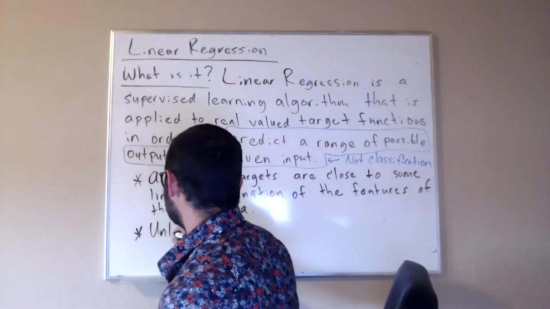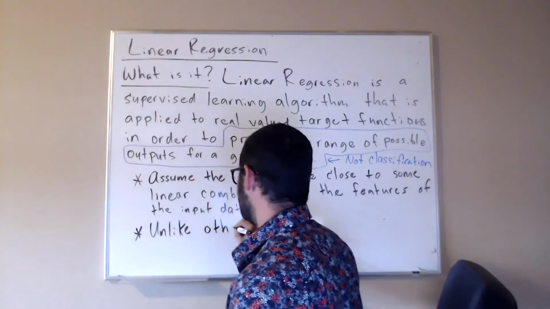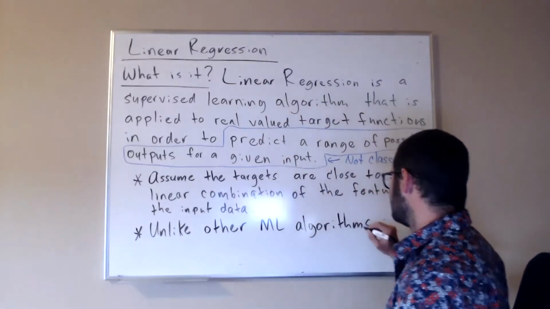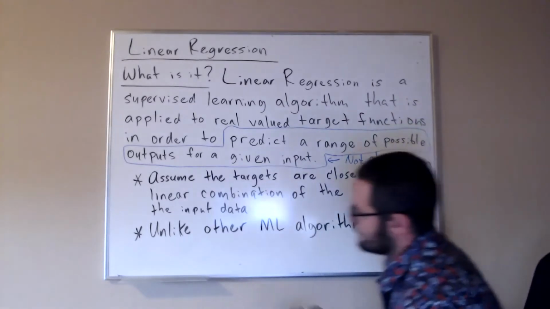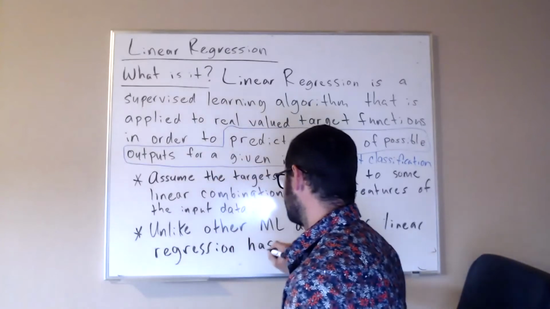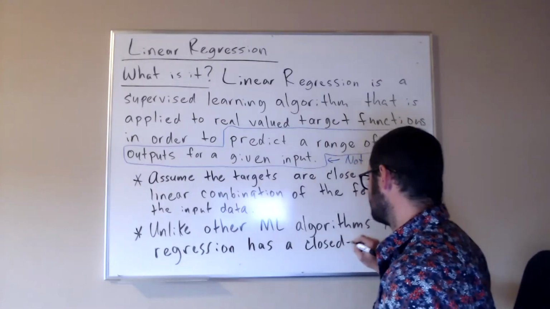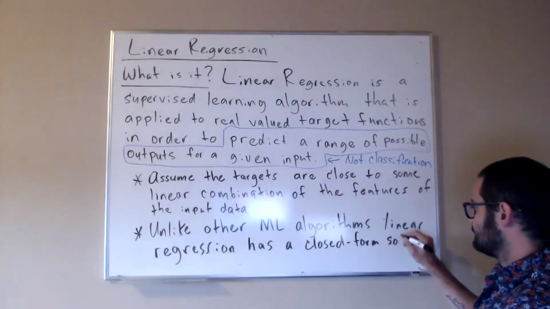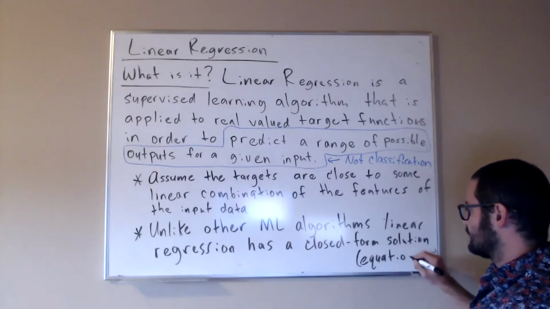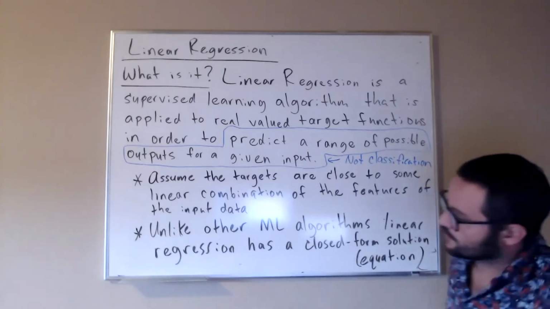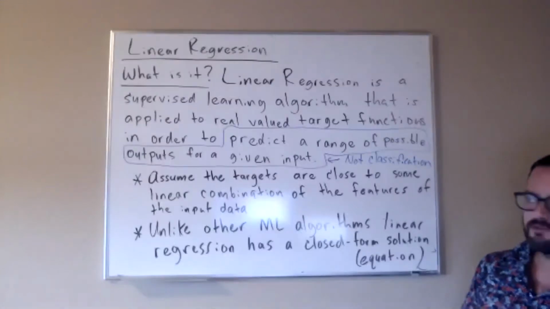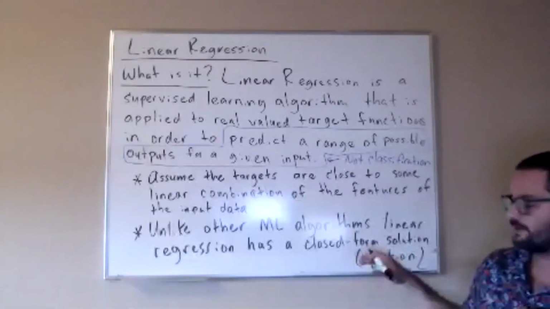So, unlike other machine learning algorithms, linear regression has a closed form solution. Another way of saying that is that there is an equation that solves linear regression. Okay. Now, there's also a way to solve this using optimization techniques such as gradient descent or stochastic gradient descent, but we haven't learned that yet, so we're going to deal with the closed form solution first.